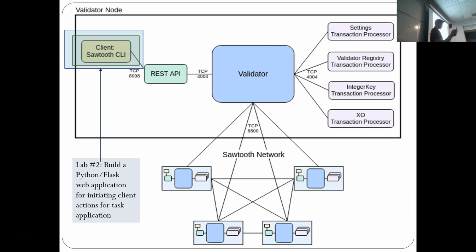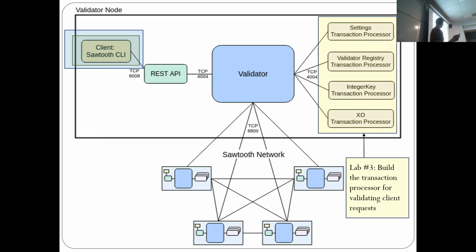The third lab is the hard lab. You'll then look at the back end. We will give you a skeleton of the back end code that has some of the functions implemented, and you'll just fill in some of the rest. You'll see there's a structure to the code, so it should be fairly obvious how to add things to the back end. This is all Python, which is why Python was required for this course. You're building the transaction processor for validating those client requests.